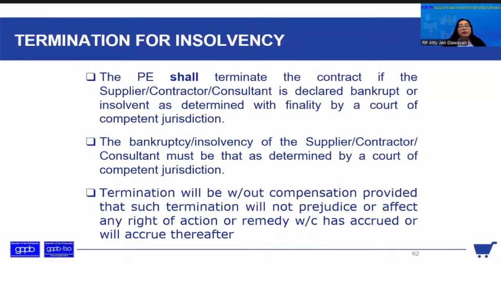The other one is termination for insolvency. In these cases, the procuring entity shall terminate the contract if he is bankrupt, if he has been declared insolvent and this has been determined with finality by a court of competent jurisdiction. So there is an order, since he really cannot perform when he has become bankrupt or insolvent. The bankruptcy or insolvency of the supplier, contractor, or consultant must have been determined by the court of competent jurisdiction. He cannot just say that he is insolvent; it cannot be like that.